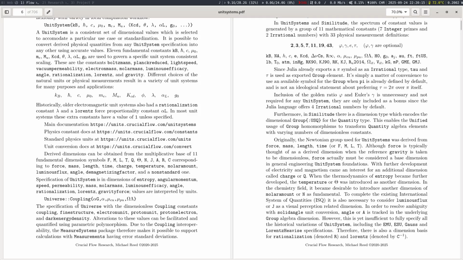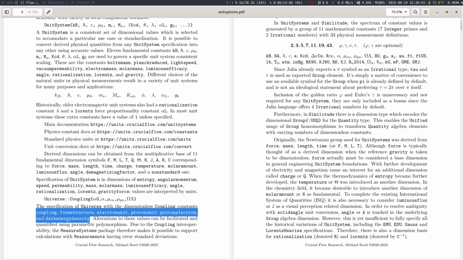The specification of the universe with the dimensionless coupling constants: the gravitational coupling, fine structure constant, the electron unit and the proton unit, the proton-electron ratio, and the dark energy density. This is not something I really use, but it's included here because a lot of other scientists are interested in it.